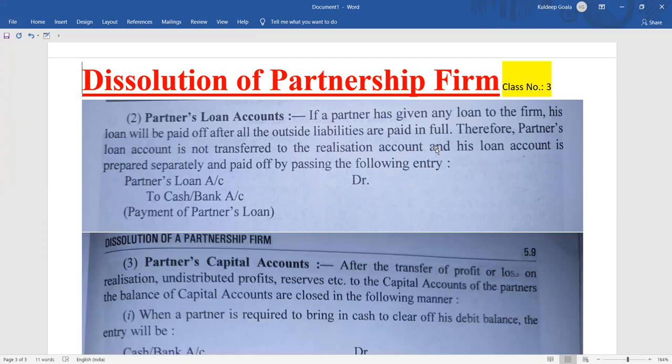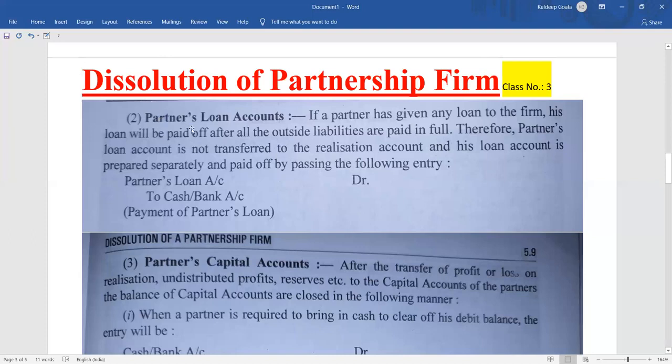But remember that journal entries are very important in this chapter. Journal entries are an important source of questions from this chapter, so please take care of that very seriously. A complete question may or may not be there, who knows, but journal entries are very probable from this chapter. Almost every year journal entries come in the final examination, so please take care of that.